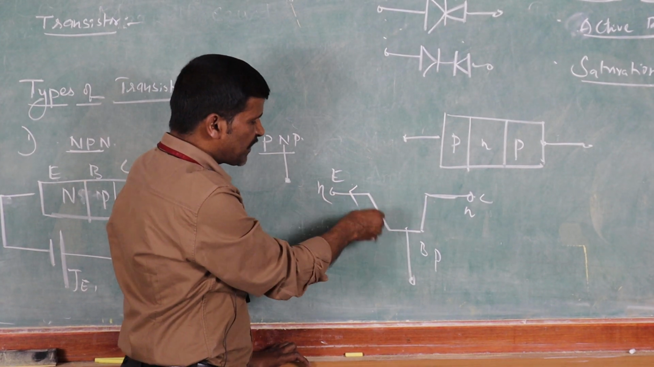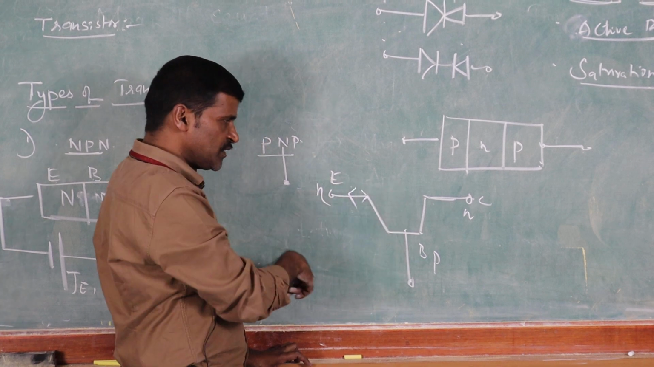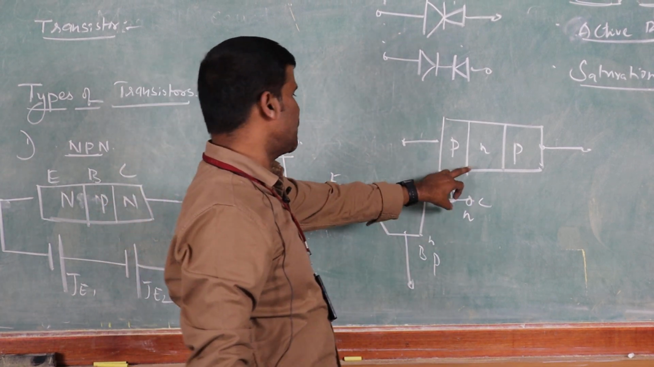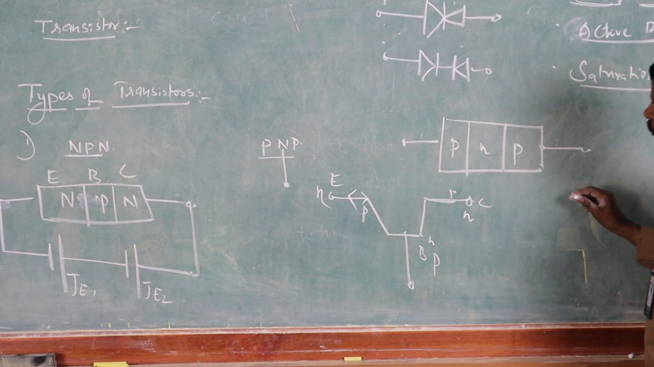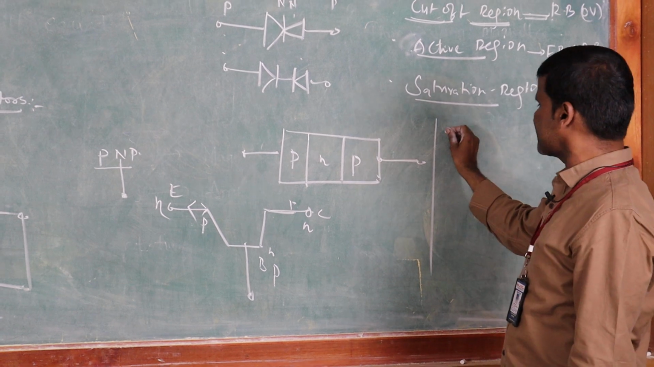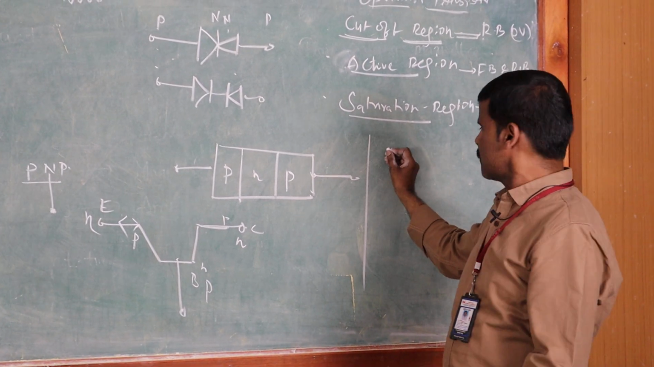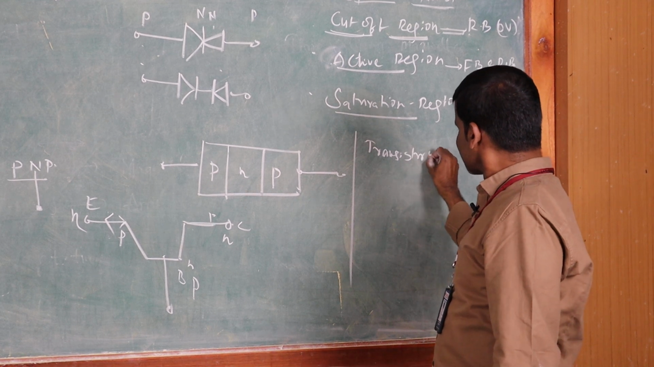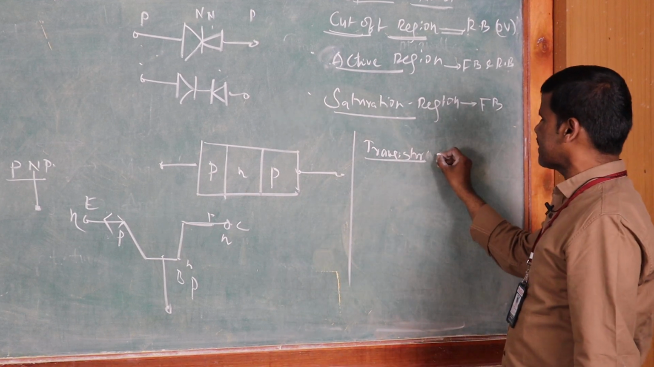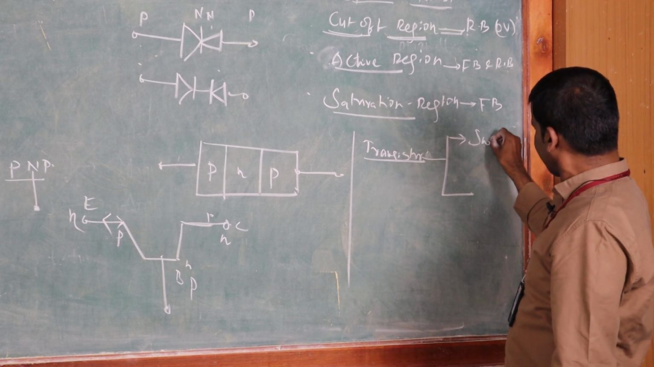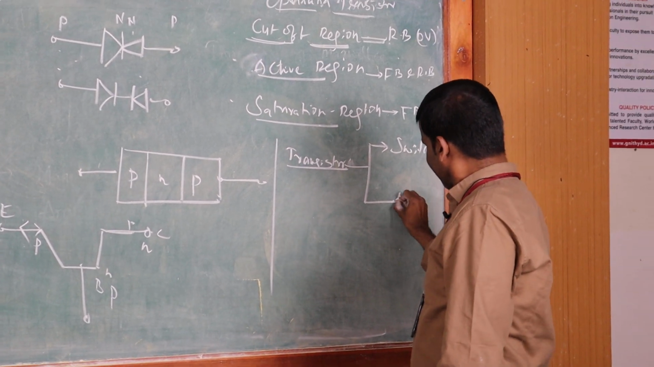If the arrow indicates inward, it is called a PNP transistor. So there are two types, NPN transistor and PNP transistor. Now, what are the applications of a transistor, how can a transistor be used, where can it be used? A transistor is used as a switch, like a closed circuit switch, and number two, as an amplifier.